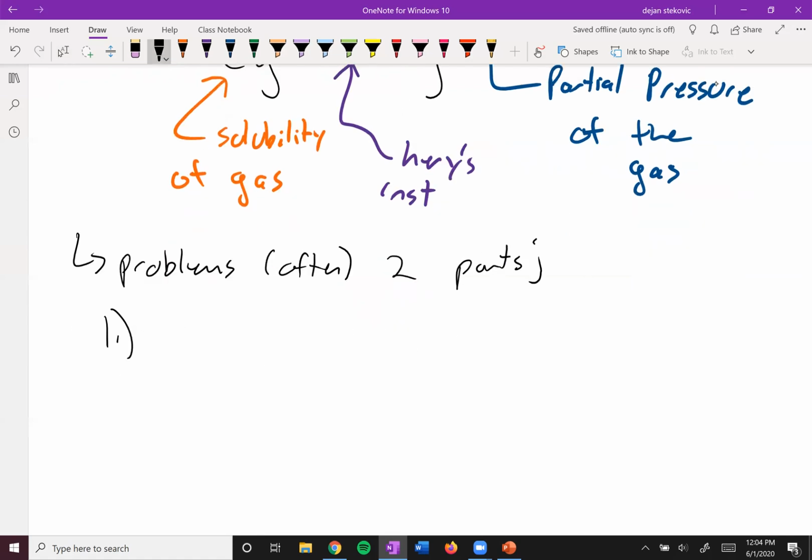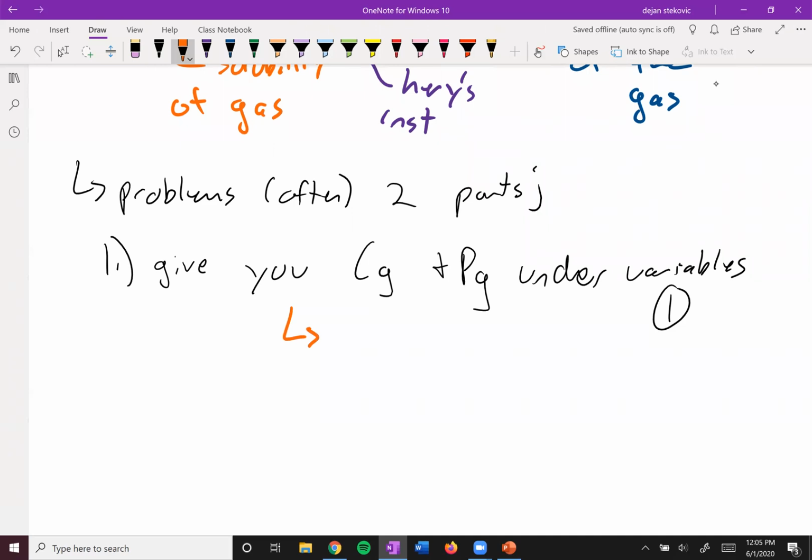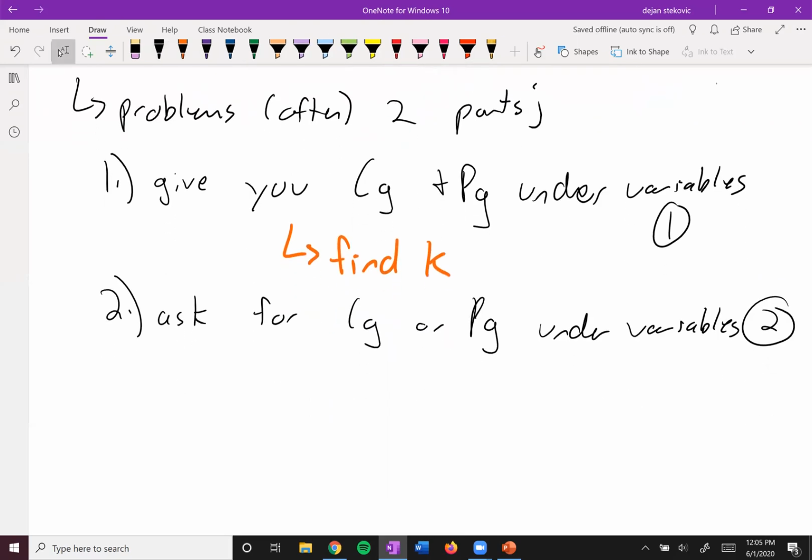In the first part of the problem, they'll give you the solubility, Cg, and the partial pressure of a gas, Pg, under variables 1. So at this pressure and this temperature, something like that. They'll give you a Cg and Pg under set of variables 1, and what you need to do here is find K, the constant. Then in the second part of the question, they'll ask for Cg or Pg under variables 2. A second set of variables will be given, and you need to take the K that you found previously and plug it in to find Cg or Pg.